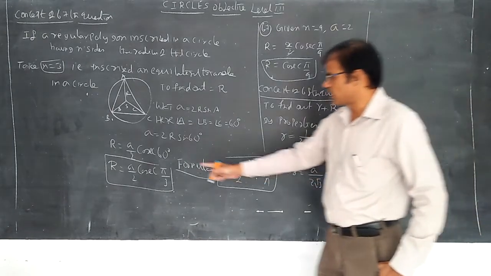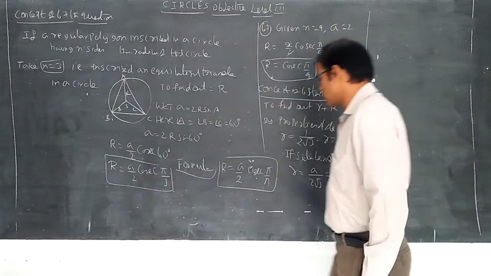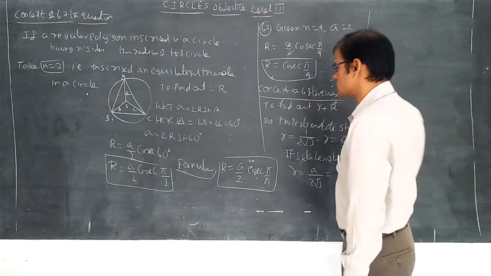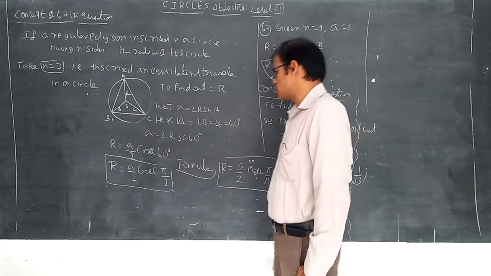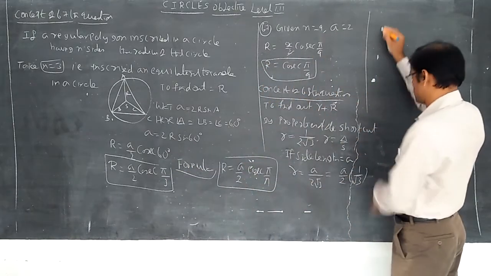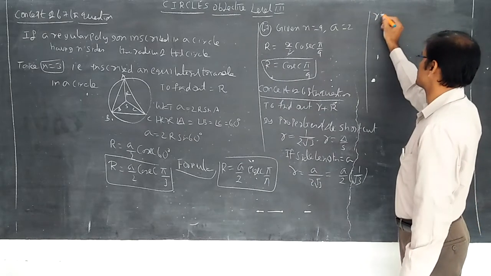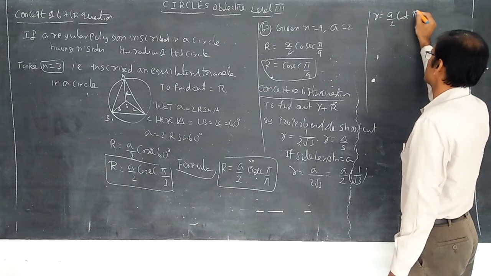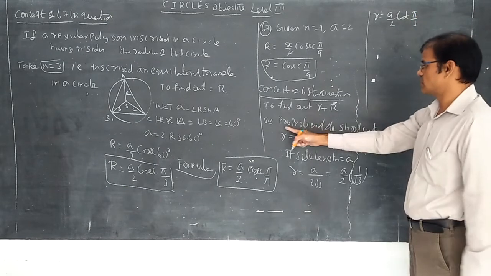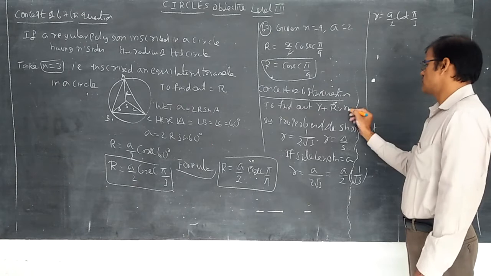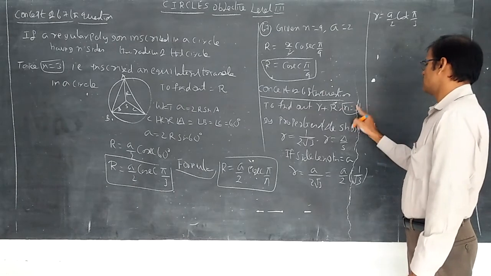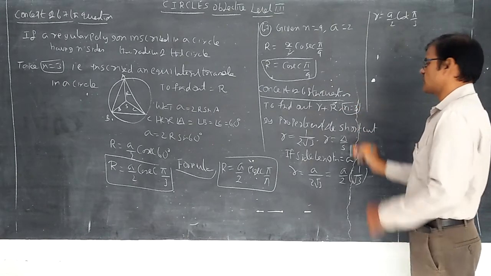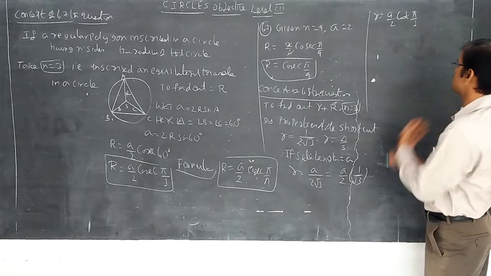Here it depends upon pi by 3, cosec pi by 3, which I said is root 3. This concept we said as cosec pi by 3, cosec 60 concept. In a similar way, we can say small r is equal to a by 2 into cot pi by 3. For a triangle, n is equal to 3, right? If it is a triangle we can get the answer easily.